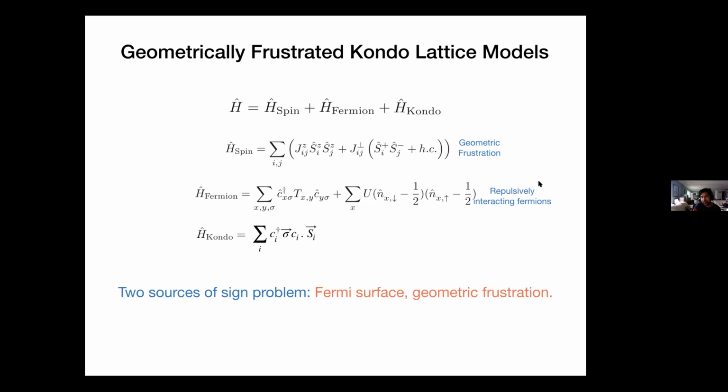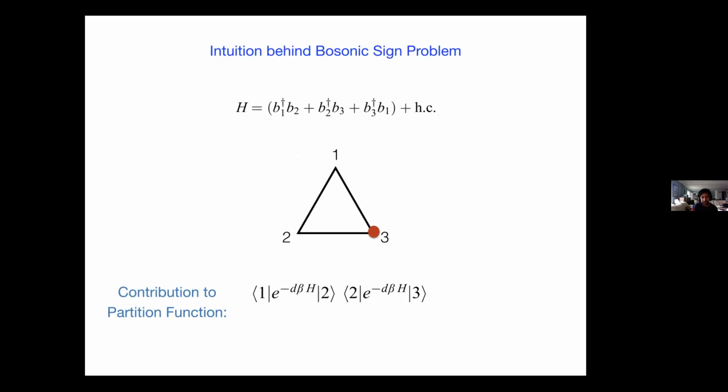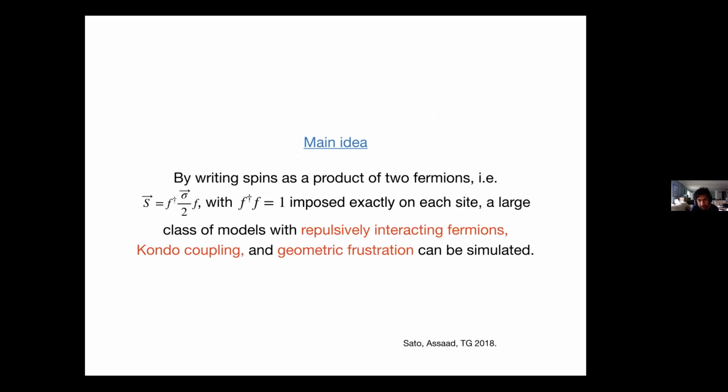For example, the Kitaev toric code doesn't have a sign problem. So we know there are ways to get around the sign problem with geometric frustration. Let me skip this. You know how the bosonic sign problem occurs: when the off-diagonal elements are not negative, you get a sign problem. The main idea which we found is that you can understand the bosonic sign problem from a completely fermionic perspective if you employ spinons.